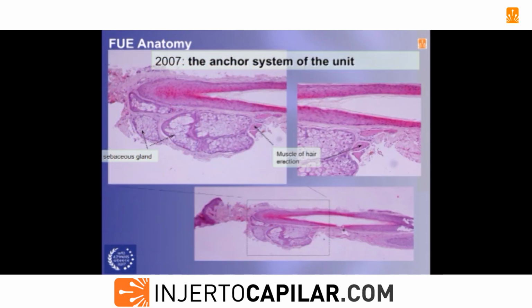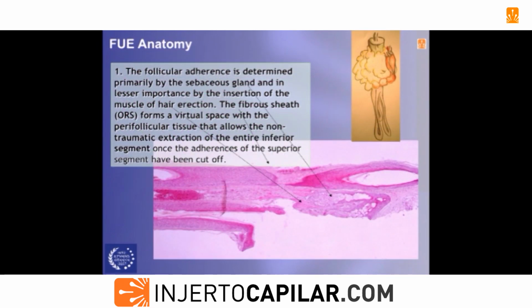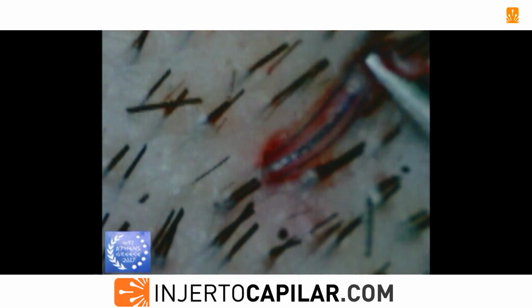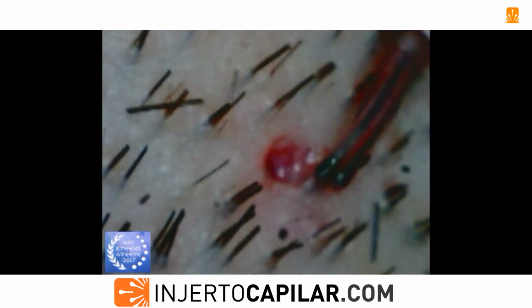To study the anchor system, in 2007, we did a study sending graft samples to our pathologist at different depths of cuts. After the analysis of those samples, our conclusions were: the follicular adherence is determined first by the sebaceous gland, and to a lesser extent by the erector pili muscle. In the inferior part, the fibrous sheath that wraps the follicles is not attached to the surrounding tissue, so we can pull and extract a healthy graft once the adherence of the superior segment has been cut off.